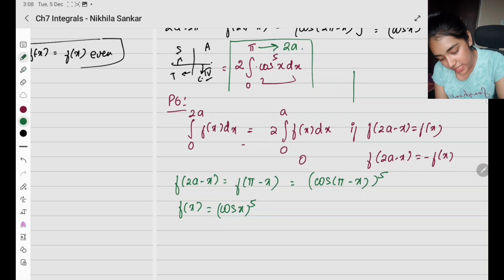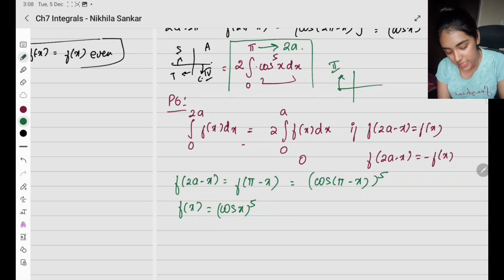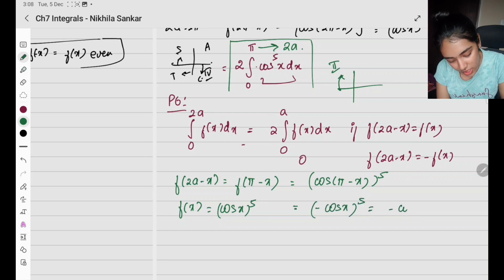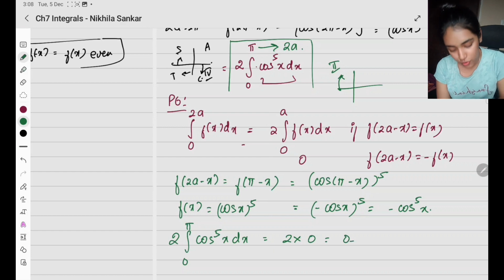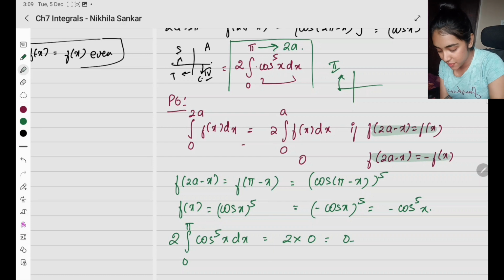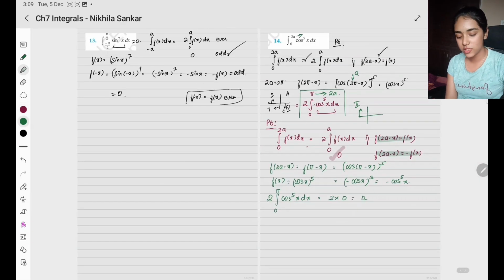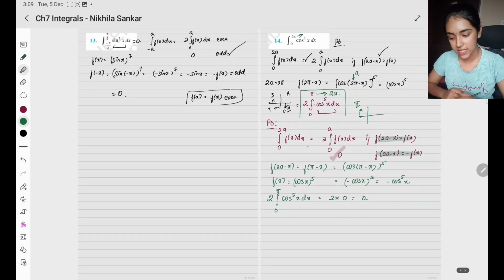But what is cos of pi minus x? When I do all silver teacups, pi minus x is in the second quadrant and in the second quadrant cos is negative. So this is going to be minus cos x the whole power 5. So the integral 2 times 0 to pi of cos 5x dx is going to be 2 times 0, which is going to be 0. Since cos is an odd function, it satisfies the second condition, but it does not satisfy the first condition. So the answer is 0. Okay, please copy.